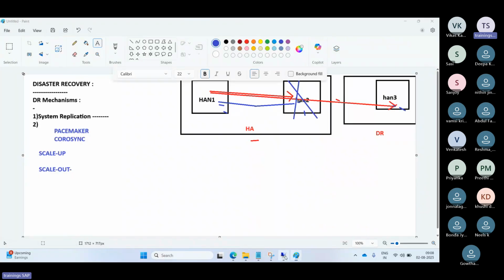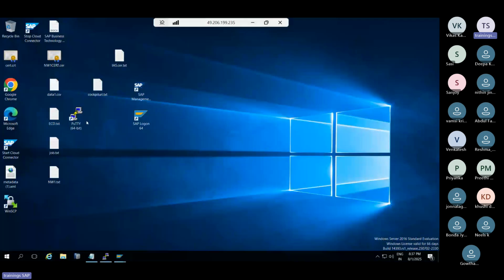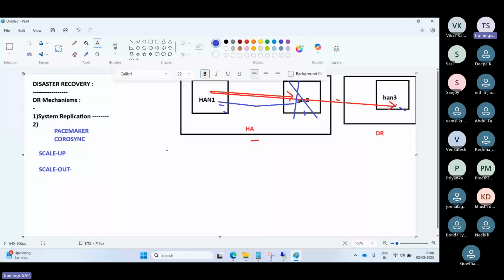During the installation time, you will get one option: do you want to add a host to the system? One HANA SID with multiple hosts, that we call scale out. Scale up means you increase the existing single system.